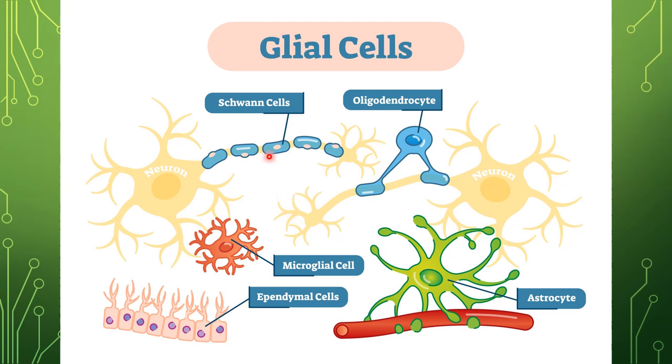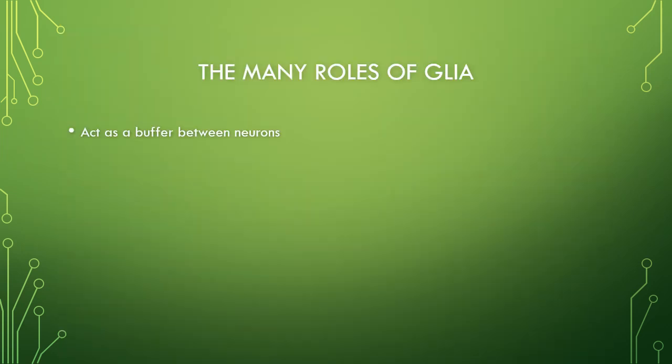So here's an image of the different types of glial cells that we're going to be talking about. We have our Schwann cells and oligodendrocytes that are both related to each other, but one within the central, the other within the peripheral nervous system. Microglial cells, ependymal cells, and astrocytes are also found within the central nervous system, at least predominantly. So different glia have entirely different roles in the brain.